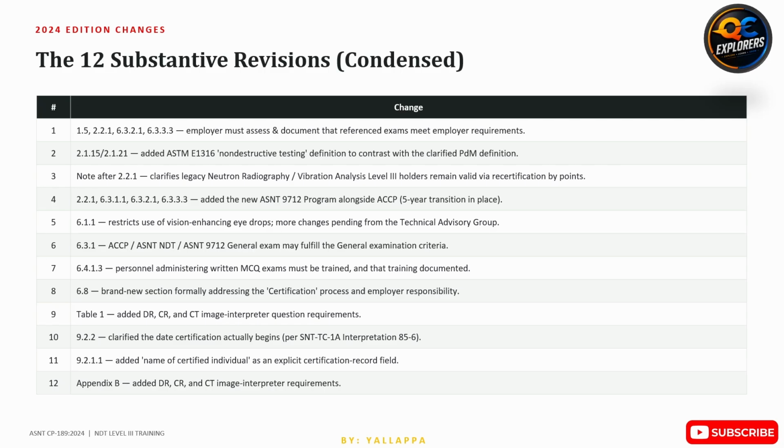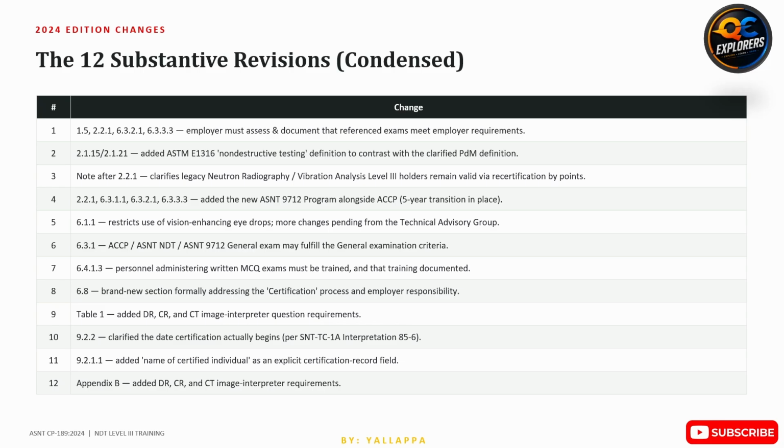terminology. The third revision clarifies that individuals who previously held neutron radiography or vibration analysis Level 3 certifications remain valid through the established recertification process. The fourth update introduces the ASNT 9712 certification program alongside the existing ACCP program, with a 5-year transition period for implementation. Next, Section 6.1.1 now prohibits the use of vision-enhancing eye drops during vision examinations.